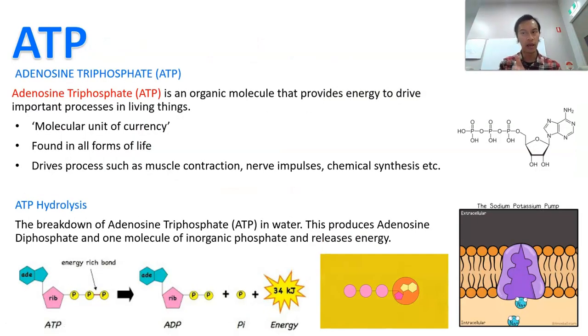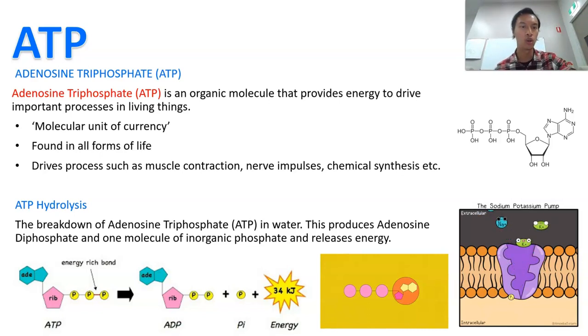Okay, let's talk about ATP. ATP is very important for understanding how your body uses energy, right? Adenosine triphosphate is an organic molecule. It's going to provide energy to drive important chemical processes in cells, right? You can think of it like cash, right? It's a molecular unit of currency, and it is found in all life forms, from bacteria to animals to plants to fungi and so forth, right?